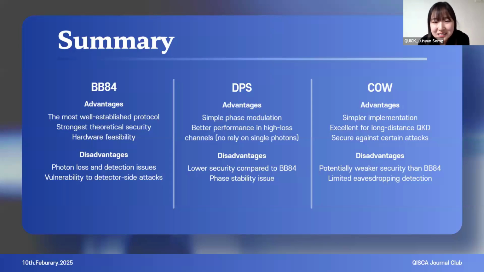So yeah, now let's summarize the key QKD protocols. Three of them: BB84, DPS, and COW. BB84 is the most well-established and widely used QKD protocol. Its strong theoretical security comes from using two non-orthogonal bases, allowing for eavesdropping detection. It is also hardware feasible, especially with advances in single photon detectors and decoy state techniques.